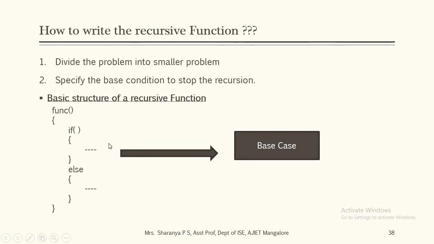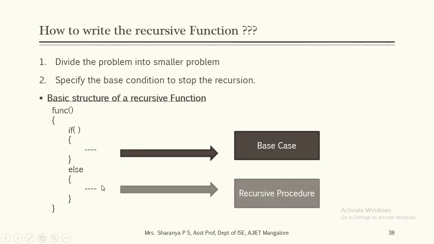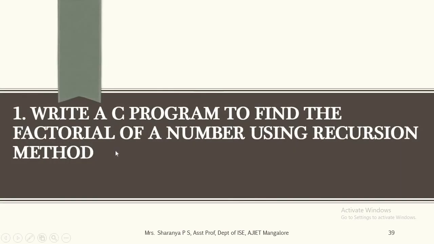This is what we write as the base case, and this is the section where we write the recursive procedure. Now we will try to understand this concept in a better manner by referring to an example. Here the question asked is, write a C program to find the factorial of a number using the recursion method.